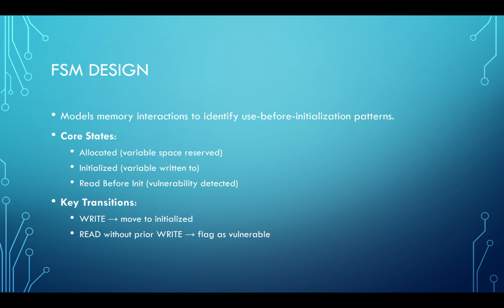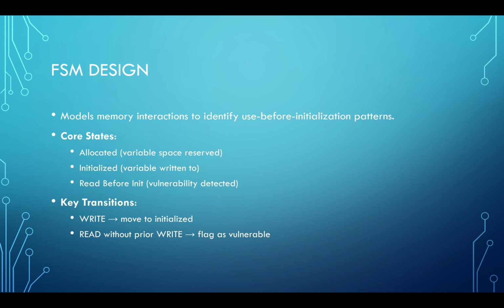The design of the finite state machine is pretty simple. We only have a handful of states and a couple of transitions to worry about, which made this a really good model for initial feasibility. The core states we have here: allocated, whether on the stack or the heap, meaning the system is reserving space for that data. Initialized means the variable has been written to. Some functions, like calloc, automatically initialize the reserved data as zeroed out, which would be initialized, but using malloc, for example, does not initialize data, which is where these vulnerabilities come into play.